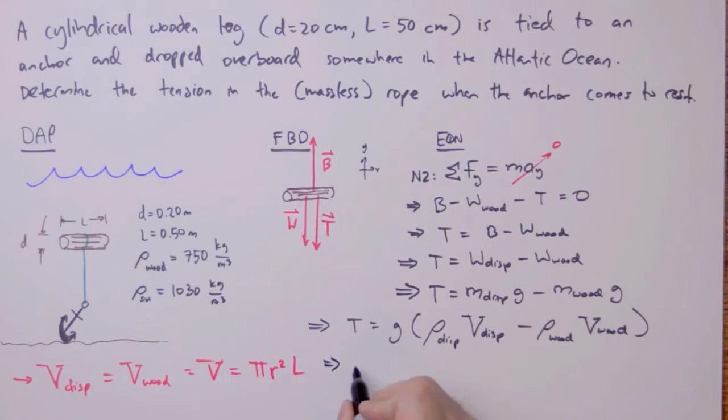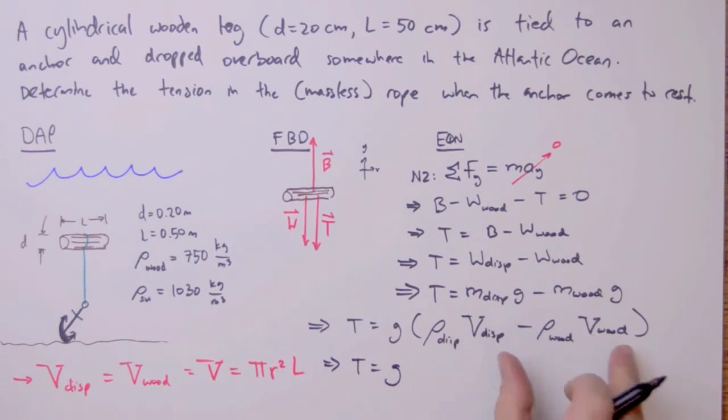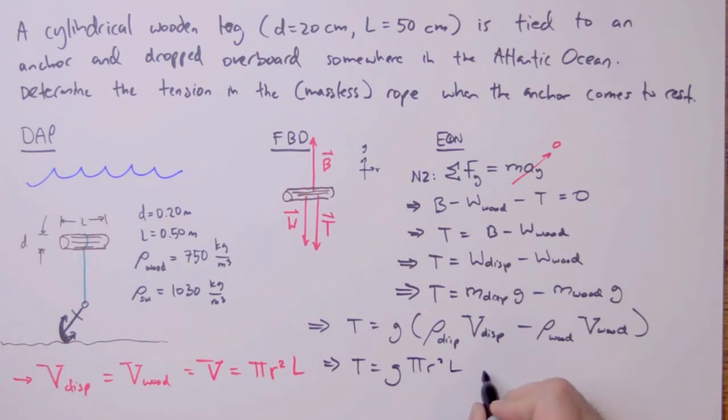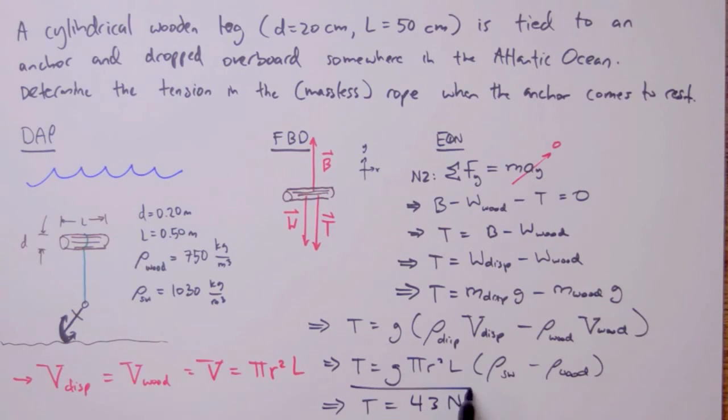So we get T is equal to g times, and I'm going to factor that out since it's the same thing, pi r squared times L. And the displaced fluid is salt water, so I'll substitute that in and that in. And there we are. We've solved it for T. We have all of these variables. All we need to do is plug in our initial conditions. And doing so will yield a value of 43 newtons for tension.